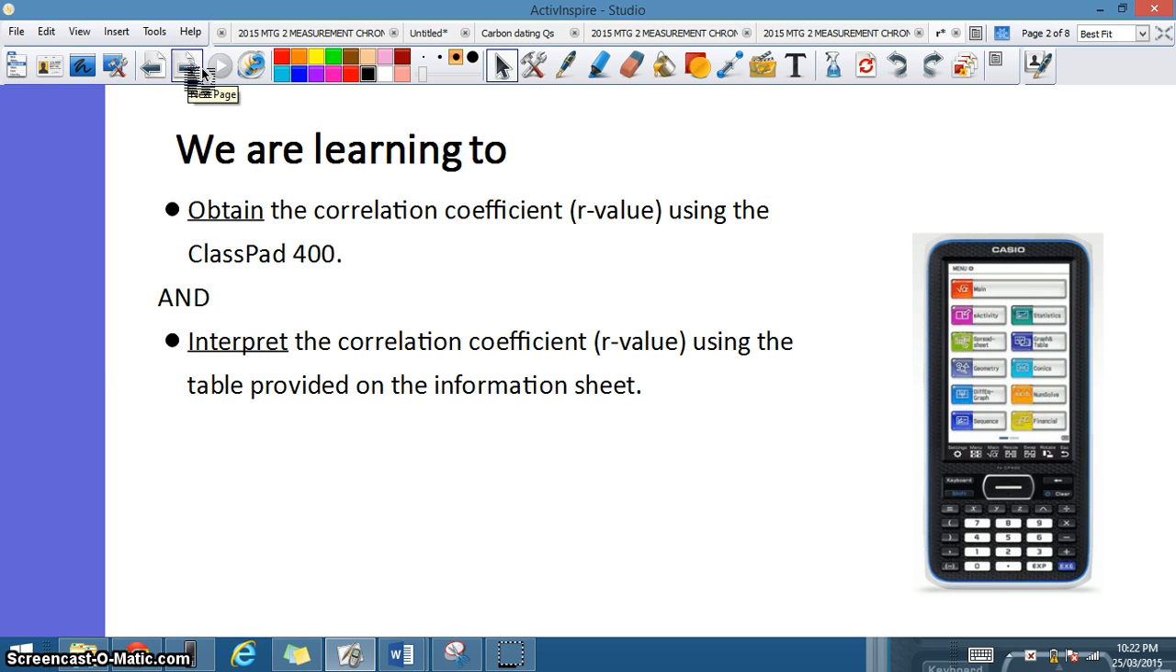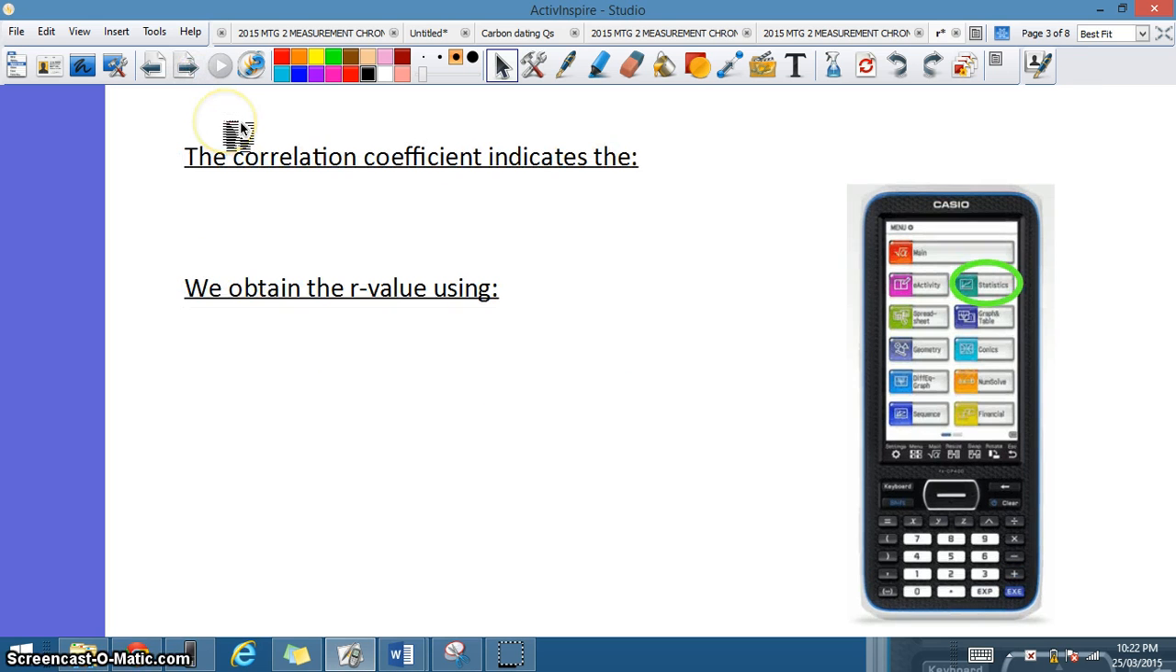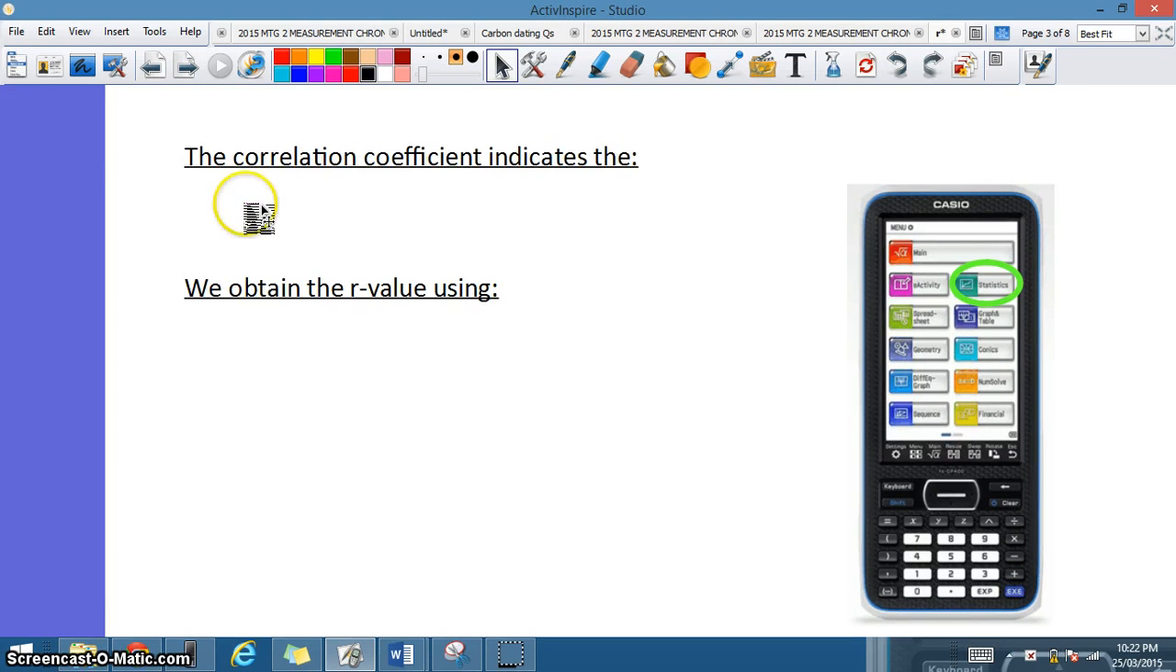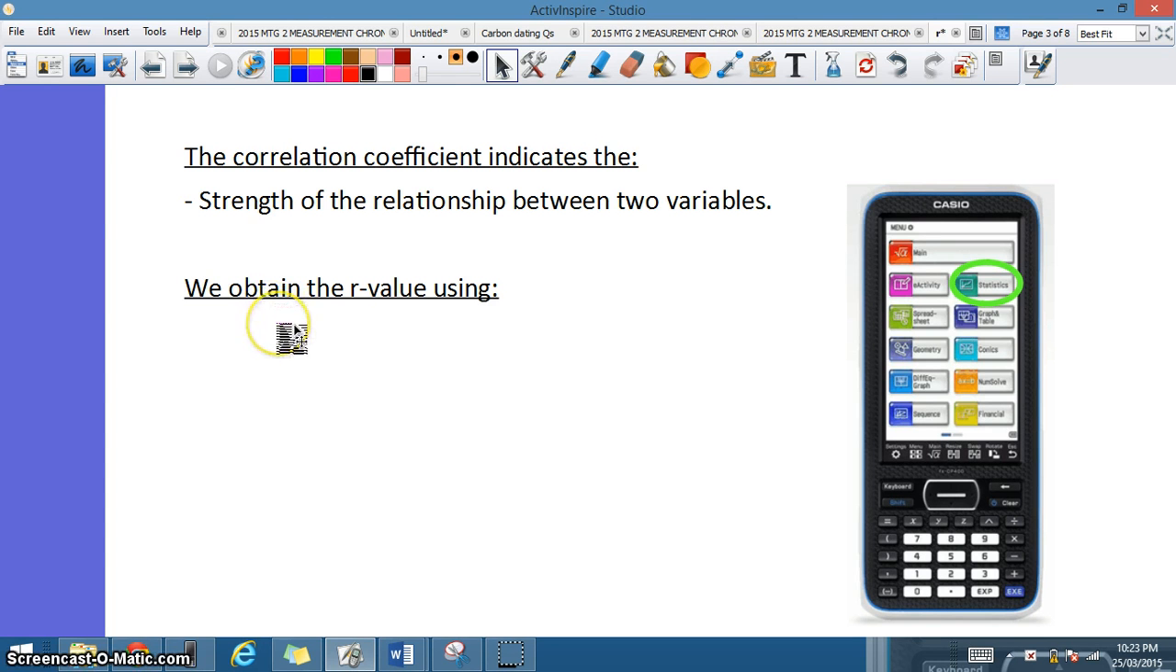In this video we're learning to obtain the correlation coefficient using the ClassPad calculator and interpret the correlation coefficient using the table provided on the information sheet. Now the correlation coefficient indicates the strength of a relationship between two variables. Sometimes it's a very strong relationship, but sometimes there's no relationship at all, or a very weak one. The R value helps us to decide on that strength. We obtain the R value using the statistics section on the calculator, this one here.